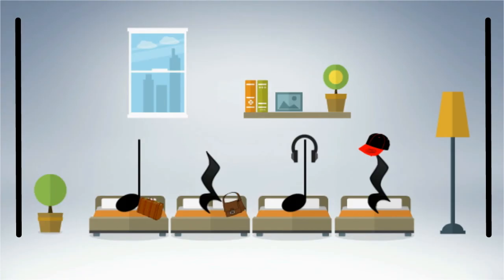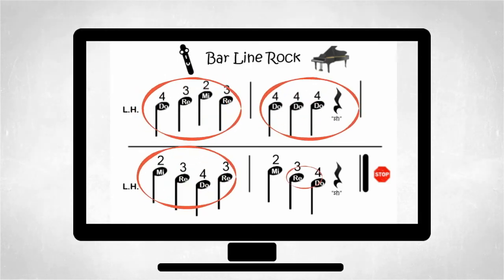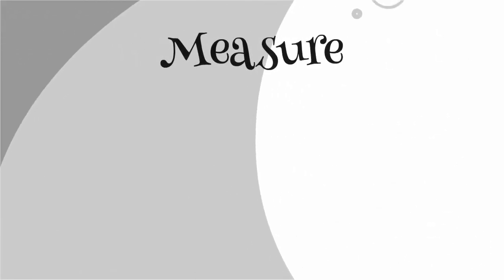Let's take a look at the piece, Bar Line Rock. Can you guess how many measures there are? If you said four, then you are correct. The Measure.